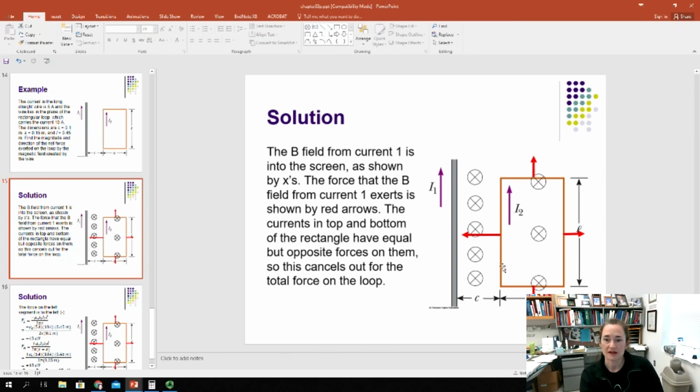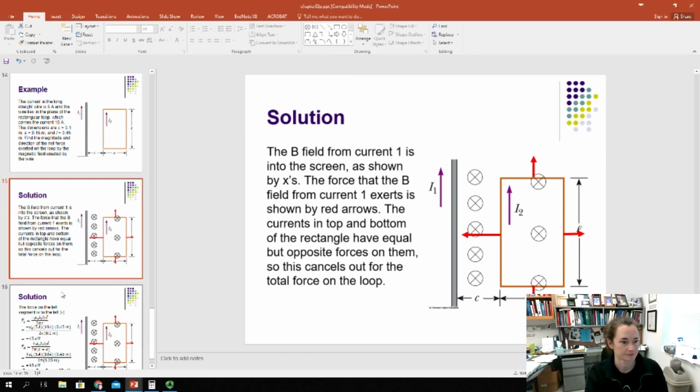See, on the left-hand side of the loop, I'm closer to I1 than I am on the right. So even though they point in opposite directions, the force on the left-hand side of the loop is stronger. So that means that my loop is going to be net pulled to the left. That's what's going to happen. The top and the bottom segments cancel out. So now I just need to figure out the magnitude of the force on the left, the magnitude of the force on the right, and subtract them to get the magnitude of the net force on the loop as a whole. That's my strategy.